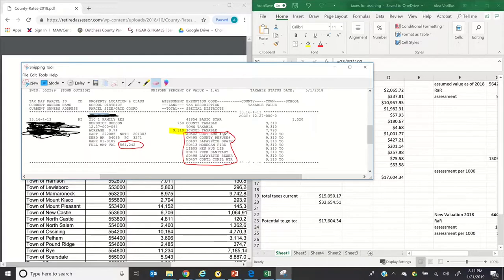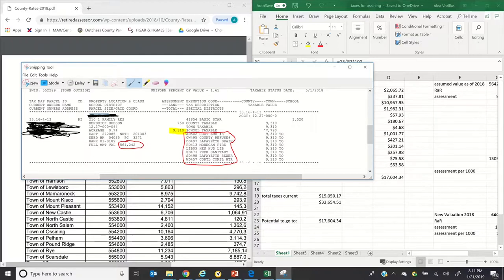Your tax rate is multiplied by this divided by 1,000. It's per $1,000 of assessed value. So in most cases, in this case, in all cases, it's multiplied against the full value, right? $1,000 worth of it.